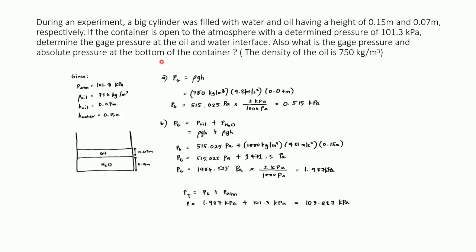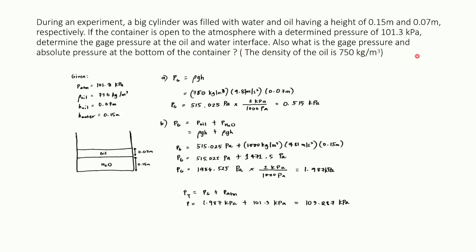To solve a problem about fluid mechanics, particularly in principles of hydrostatics. So we have here our problem. During an experiment, a big cylinder was filled with water and oil having a height of 0.15 meter and 0.07 meter respectively. If the container is open to the atmosphere with a determined pressure of 101.3 kilopascal, determine the gauge pressure at the oil and water interface.